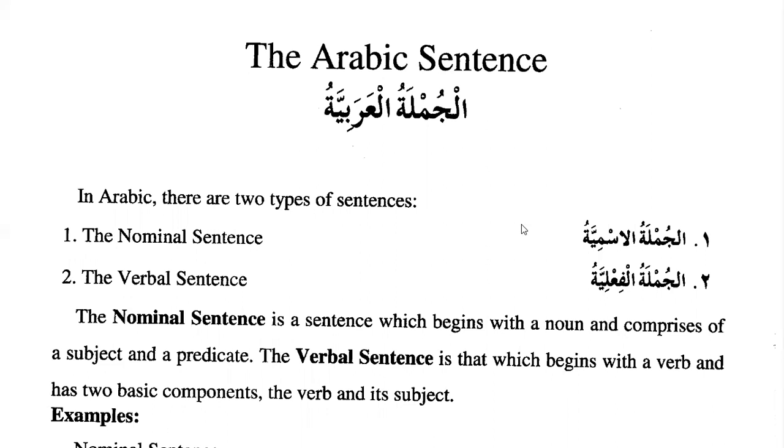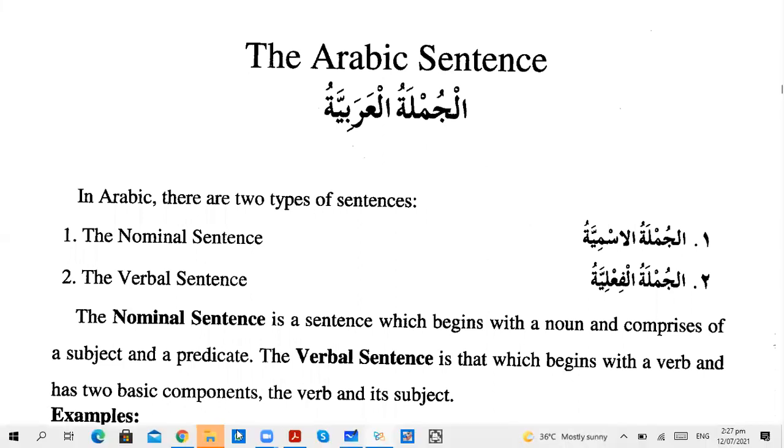The nominal sentence is a sentence which begins with a noun and comprises the subject and the predicate. The verbal sentence is that which begins with a verb and has two basic components, the verb and its subject.